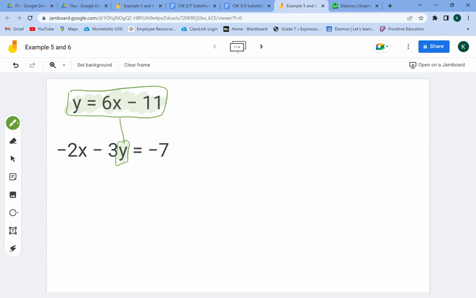Okay, so what I'm going to do is rewrite it. So I'll have negative 2x minus the 3, but this time around on the y, instead of a y, I'm going to put a big parenthesis because I'm going to substitute a big chunk. And what I'm going to substitute is 6x minus 11 into the y value. So we're going to substitute it here. So I'm going to write in 6x minus 11, okay, equals negative 7.